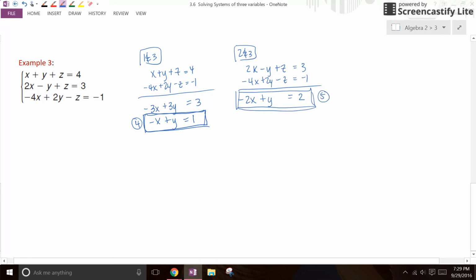And now I look at them and I go, wow, that would be pretty easy to make the y's cancel. So I will. I'll multiply this one, the 5, so I'm going to go 2x minus y equals negative 2. Multiplied everybody by a negative 1 there. This guy, 4, I'll leave alone: negative x plus y equals 1. And now I can add down. I get x equals negative 1.